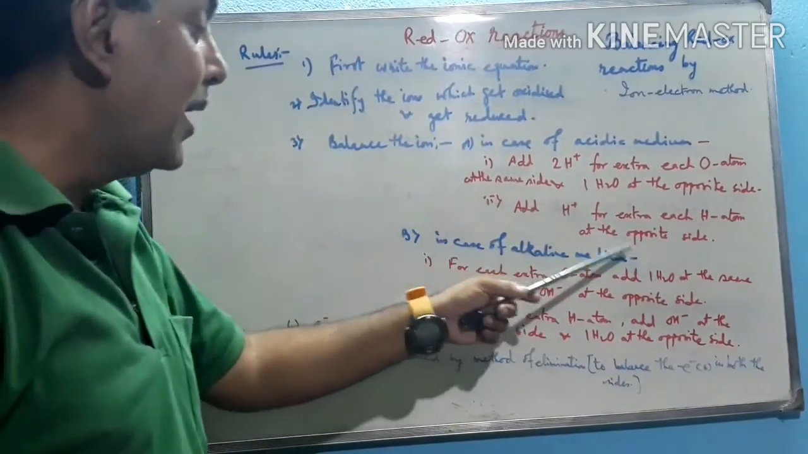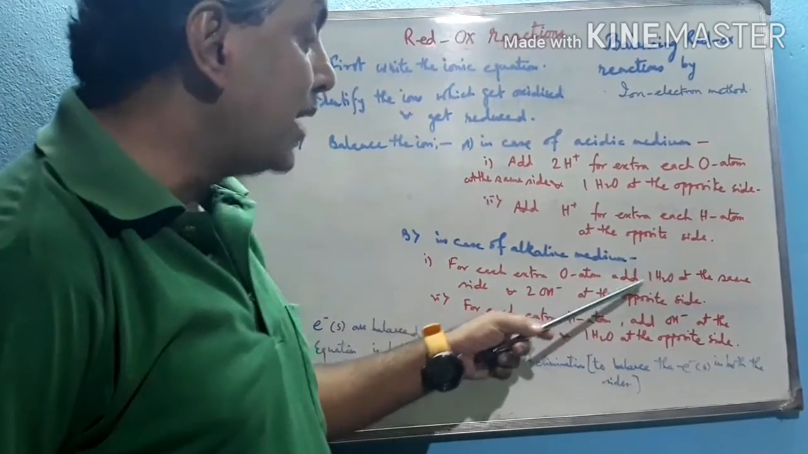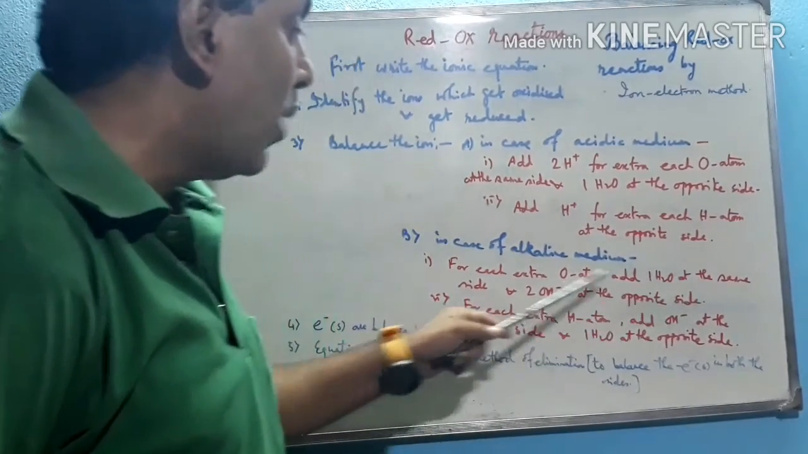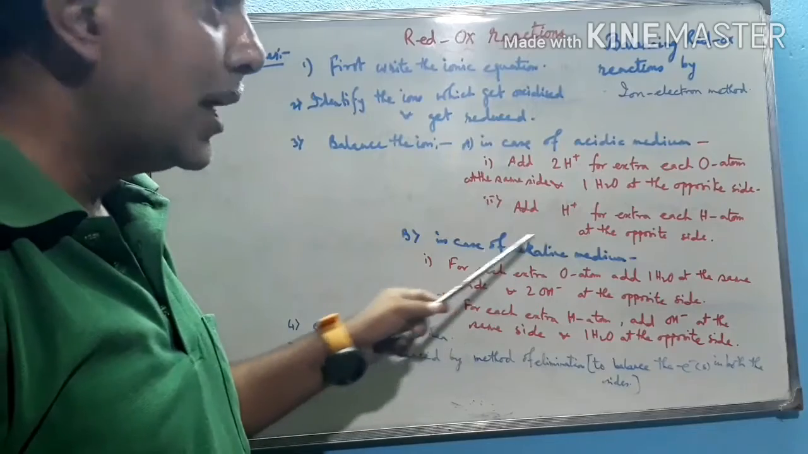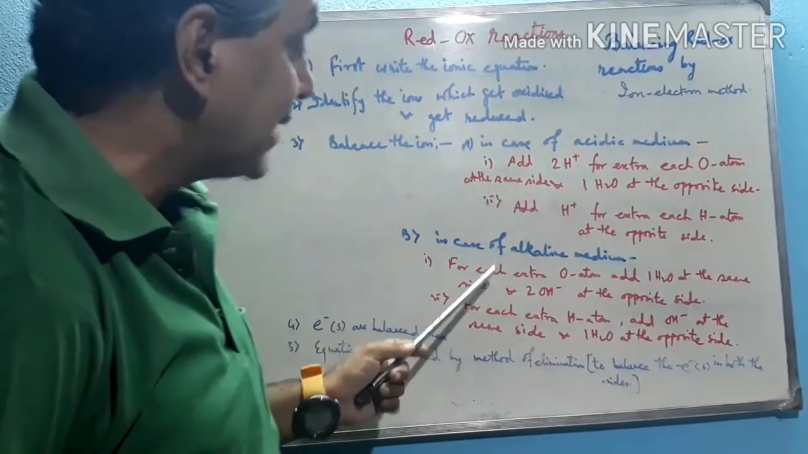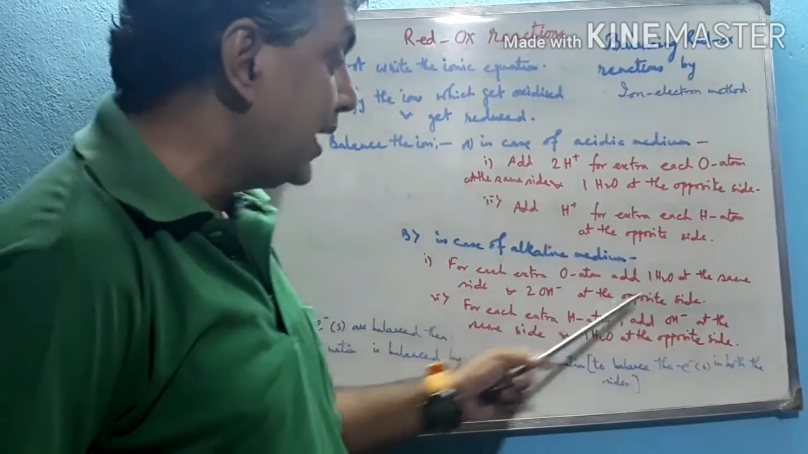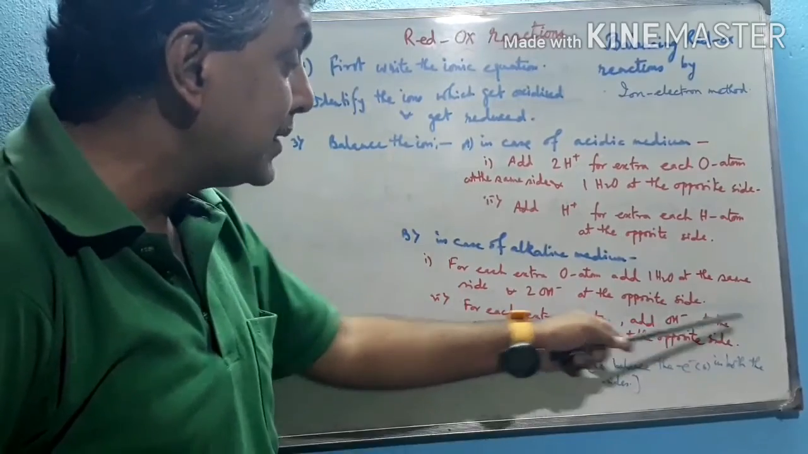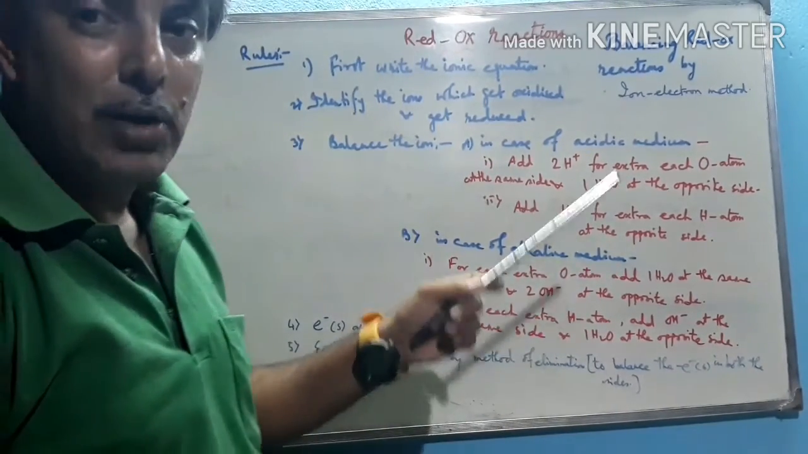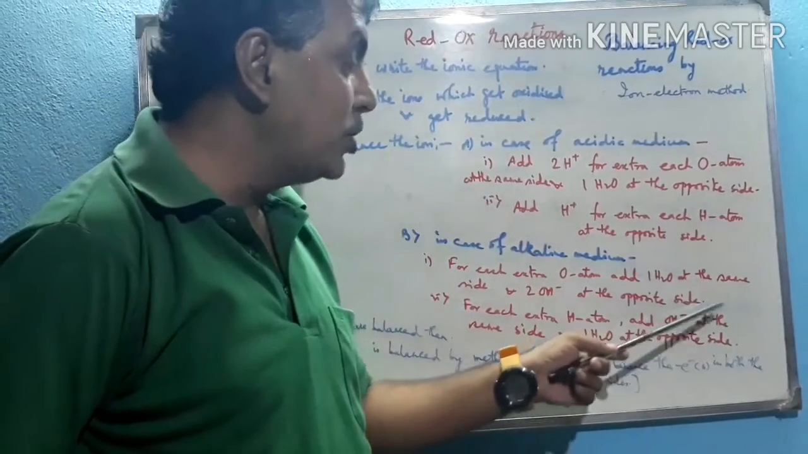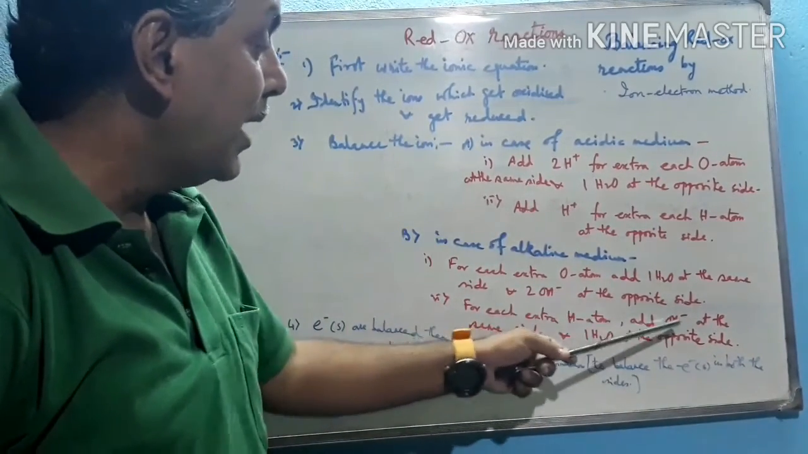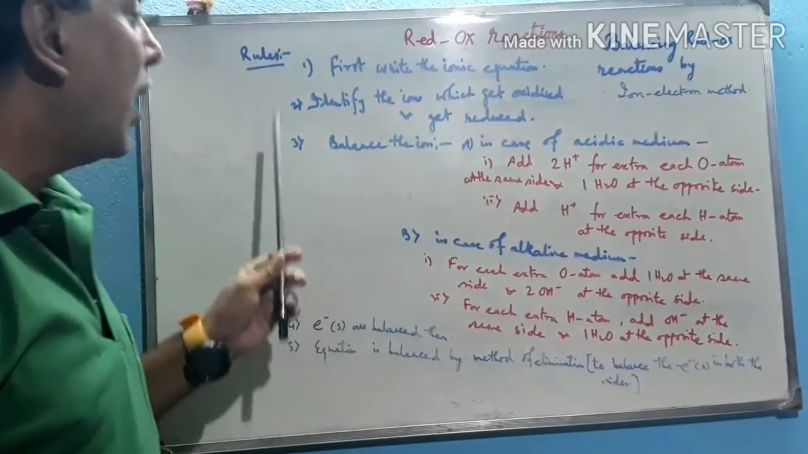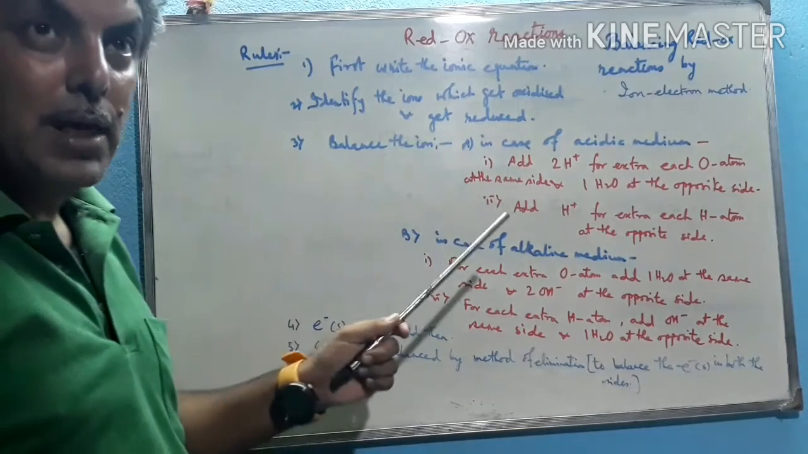But in case of alkaline medium, for each extra oxygen atom add 1 H2O at the same side and 2 OH minus at the opposite side. Where the number of oxygen atoms remains in excess, add 1 H2O at that side and add 2 OH minus at the opposite side. Now for each extra hydrogen atom, add OH minus at the same side. The side at which hydrogen remains in excess, we have to add 1 OH minus per hydrogen atom and add 1 H2O at the opposite side. Now hydrogen and oxygen are balanced. Now the ions are balanced.